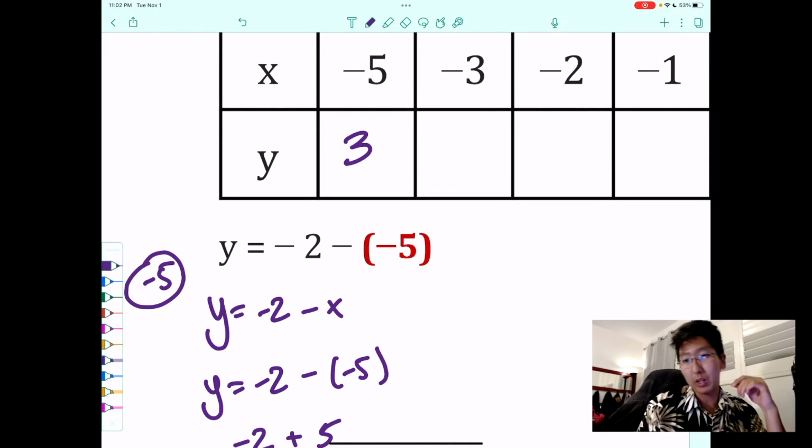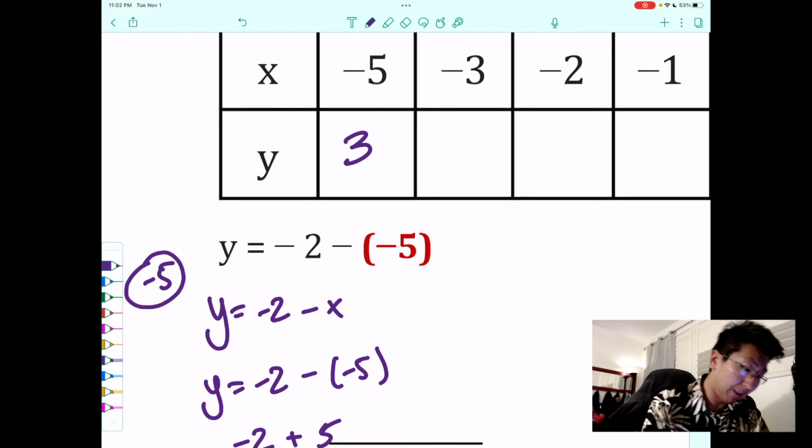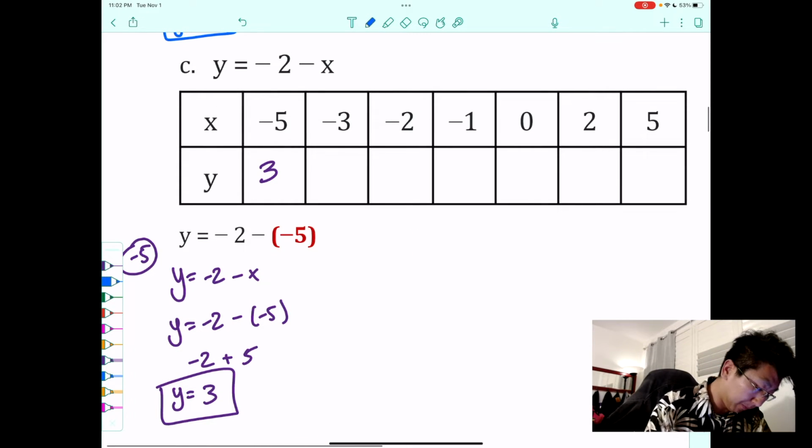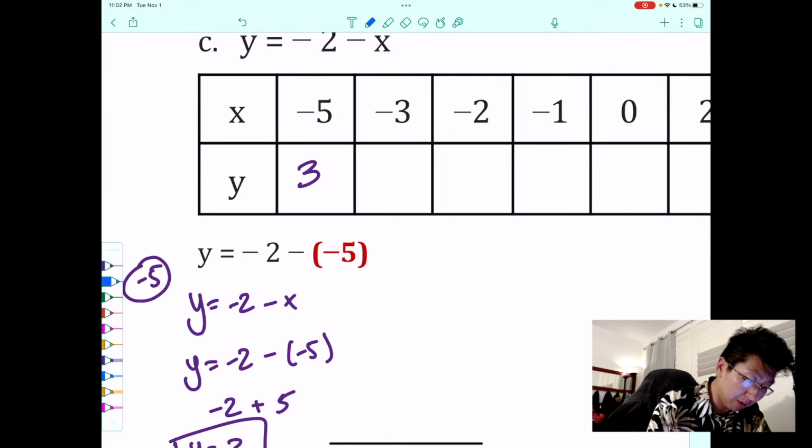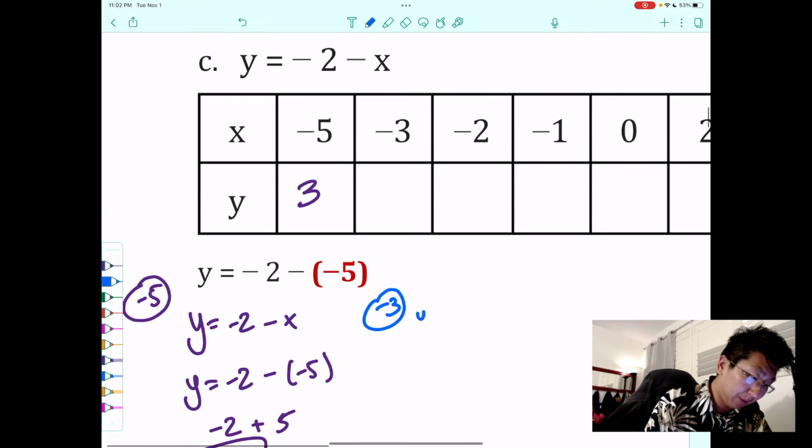If you end up using your calculator, whatever. Don't bother me. I'm just going to do whatever colors. Don't get mad at me.